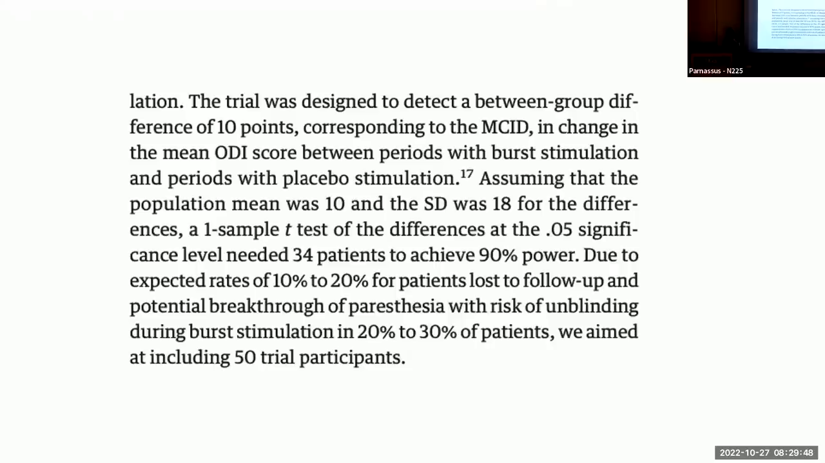The trial was designed to, this is actually one of the best power counts I've ever read in a study. The trial was designed to detect a between-group difference of 10 points corresponding to the minimal clinically important difference in change of the mean ODI score, and I'll show you what those mean, between periods of burst stimulation and periods of placebo stimulation. What's an MCID? You know, all these trials are always powered for some difference between the two arms. In oncology, we like to power our trials for a 15-minute survival benefit. We're looking for a really good, robust primary endpoint, like 15 whole minutes.